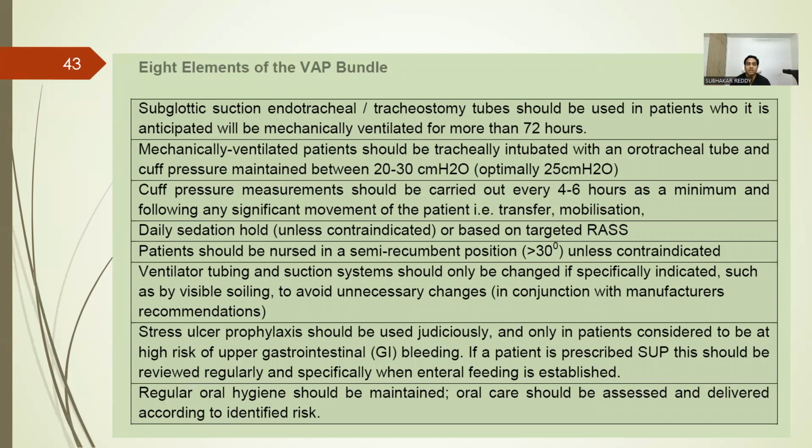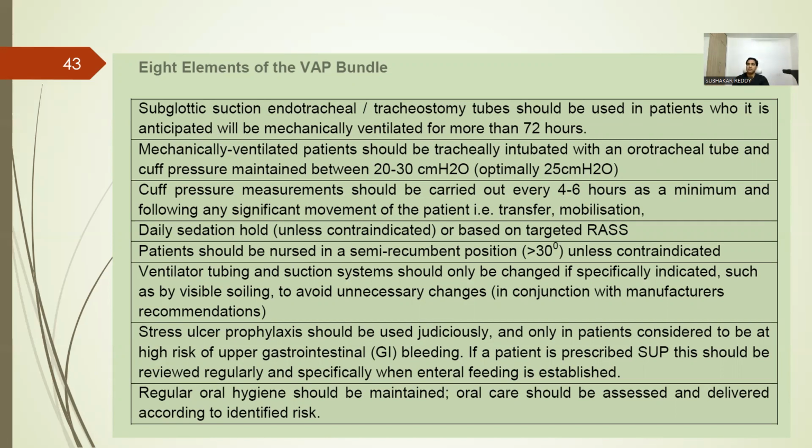A subglottic suction endotracheal tube should be used when you are anticipating a patient to be on mechanical ventilation for more than 72 hours. Always prefer orotracheal insertion, and cuff pressure should be maintained between 20 to 30 centimeter water and measured every 4 to 6 hourly or before and after mobilization. Daily sedation hold should be done unless contraindicated. Nurse the patient in a semi-recumbent position. Ventilator tubing and suction should be changed only if indicated or every 1 week. Stress ulcer prophylaxis should be used judiciously for GI bleed risk prophylaxis.